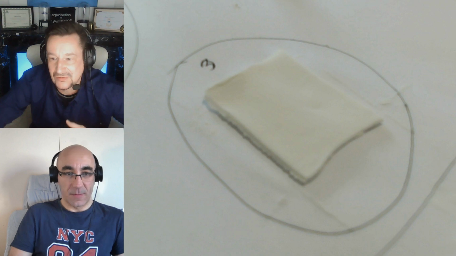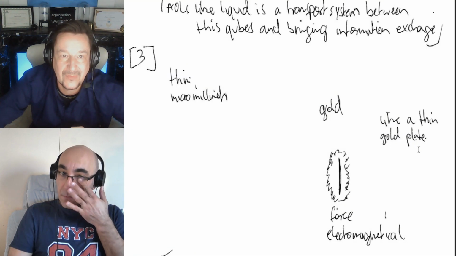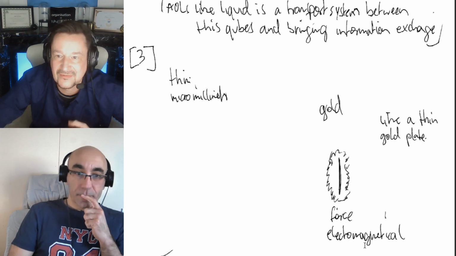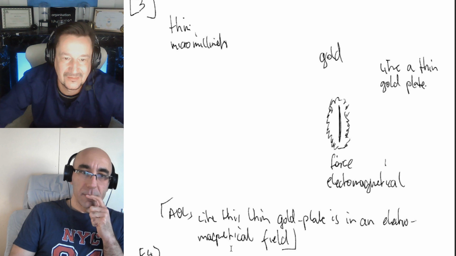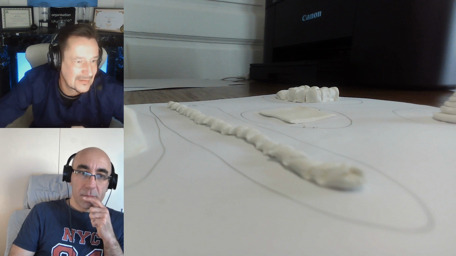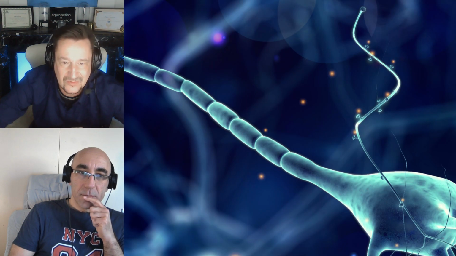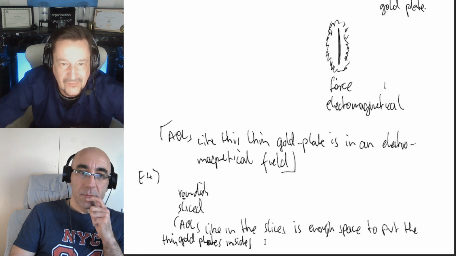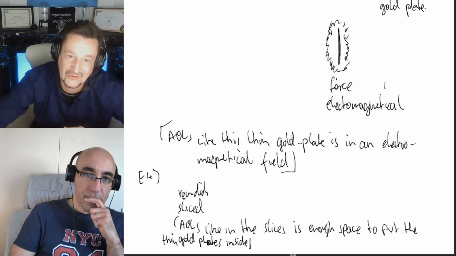Here it felt for me like gold was tangible. Micromillimeter, like gold, like a thin gold plate, like a force, electromagnetical, like the thin gold plate is an electromagnetical field. Number four was maybe again this, I think, the notes of Renvier. Again, what you can see between the synapse and the synapse system could be a possibility. And it is roundish, sliced, like in the slices, enough space to put thin gold plates inside. I don't know what I get there.